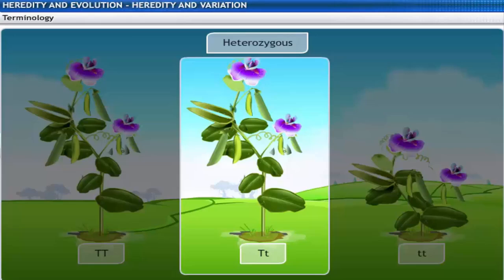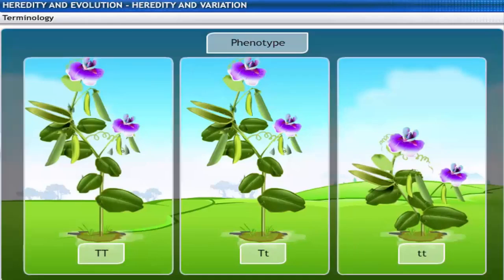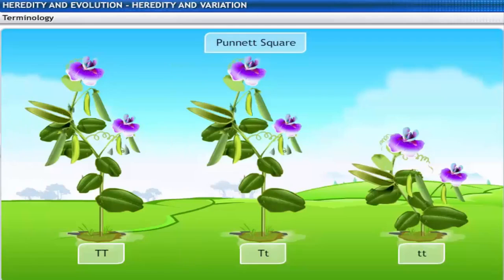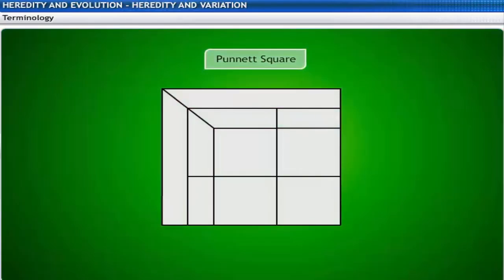Yet another important term is a phenotype. Phenotype is the physical appearance resulting from a genotype. For example, if a particular plant is tall, it is the tall phenotype. Punnett square helps to predict the possible genotypes and phenotypes of offspring. Let's see how to make a Punnett square.